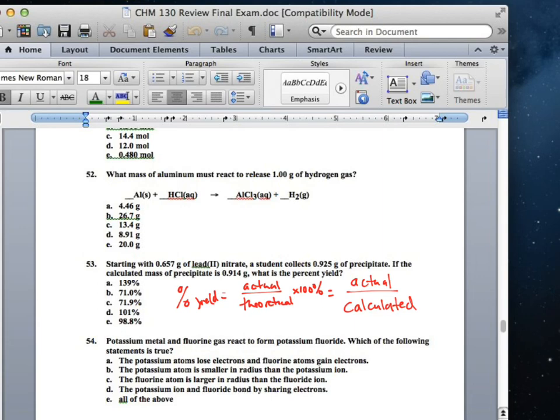So given that information, what can we go through and do now? What was our actual yield? 0.925 grams. What was our calculated yield? 0.914 grams, which gives us a number greater than 100%, which then means everybody goes, oh, I can't get bigger than 100%. I must have put the numbers in the calculator wrong, and recalculates the other way and gets 98.8%, which is also wrong. You should not get above 100%. That does not mean you won't get above 100%.